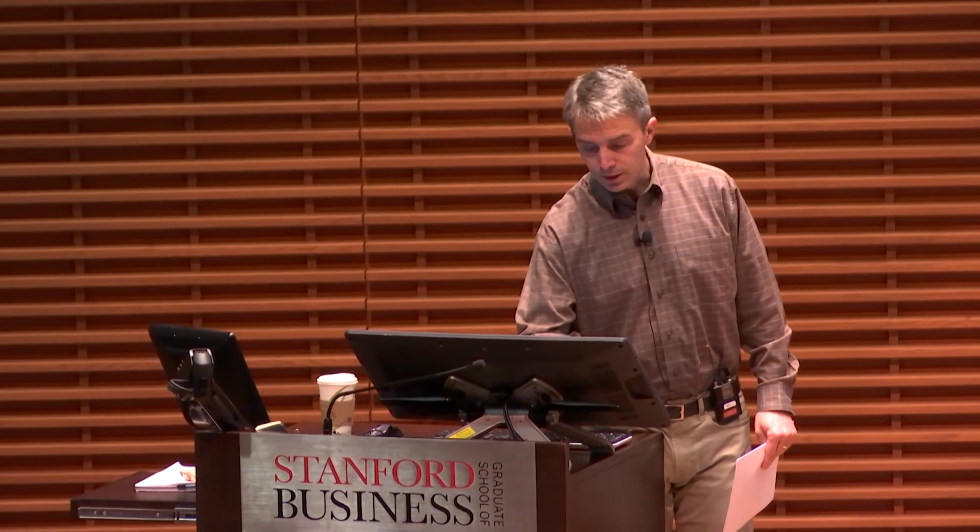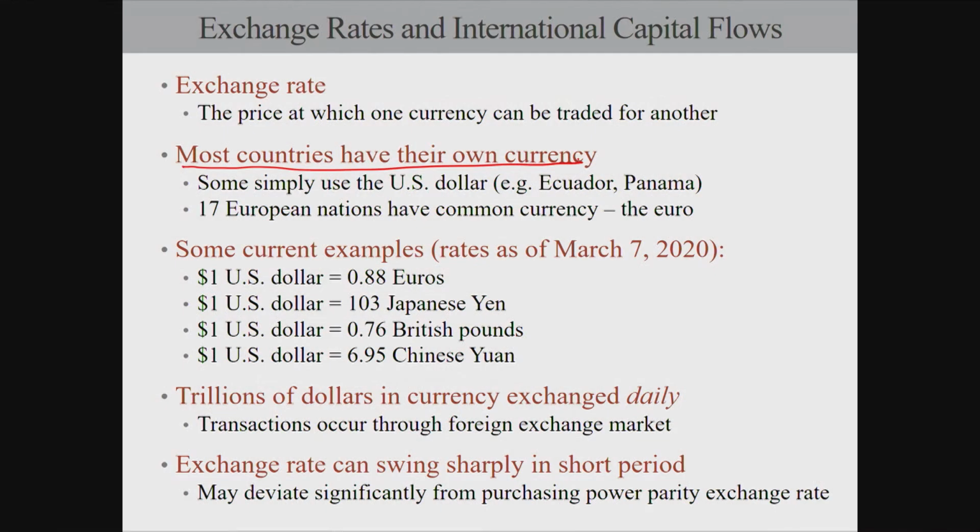So there are many different exchange rates, and most countries in the world have their own currency, but there are some exceptions. Some countries just use the US dollar, like Ecuador and Panama, and 17 European nations have a common currency known as the euro.